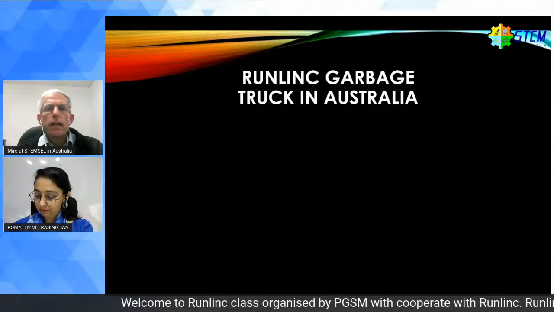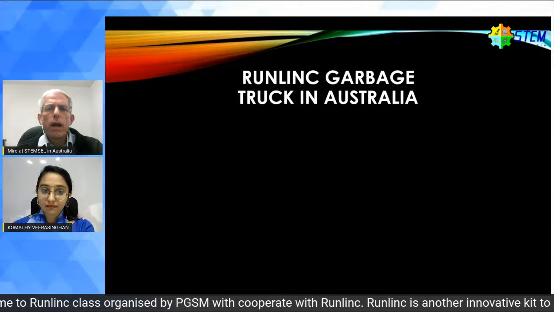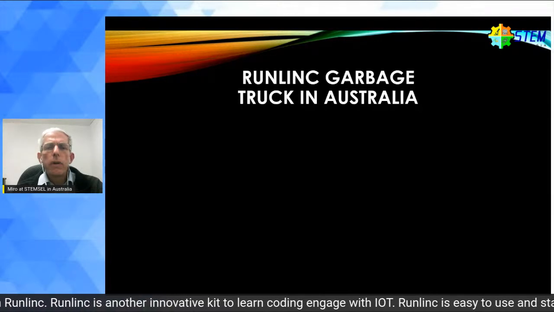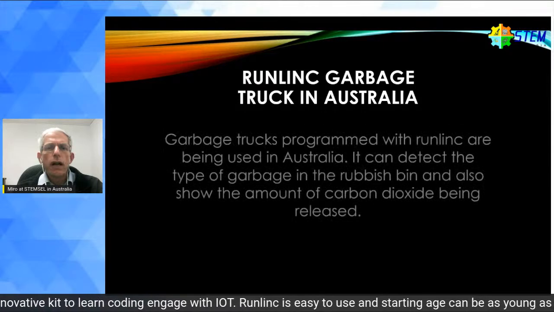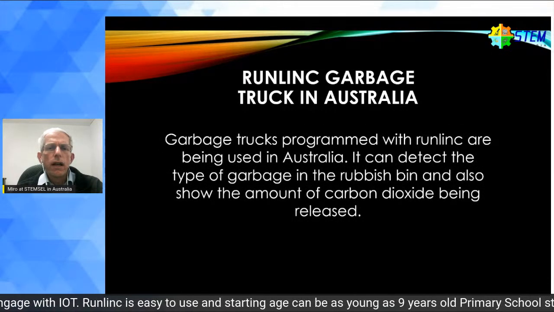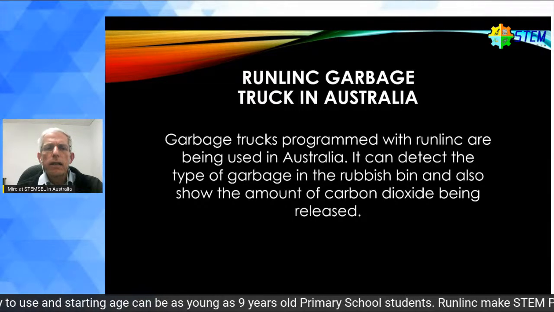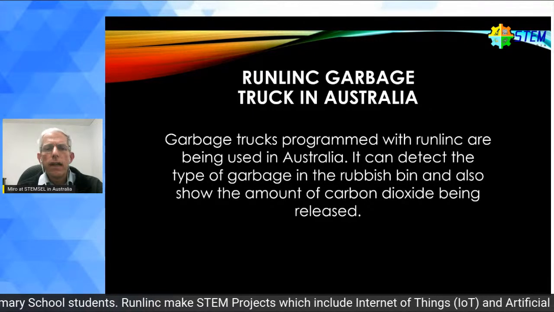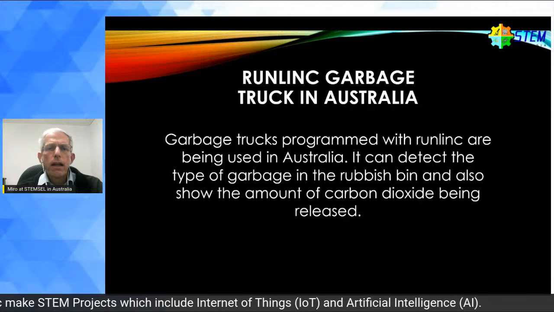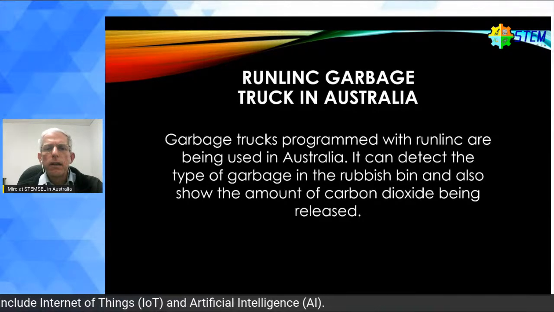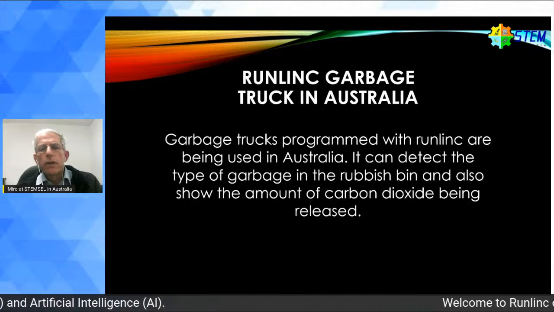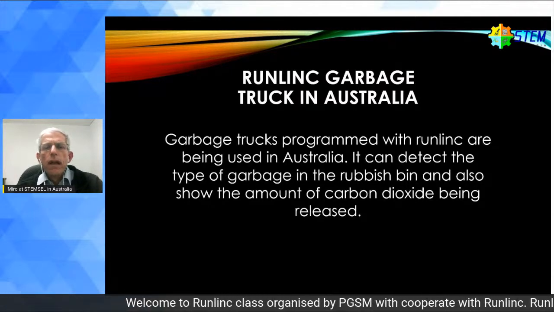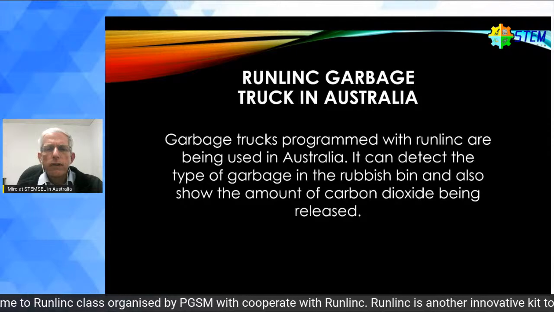Okay, and even in Australia, Runlinc is being used to show how garbage can be recycled, in the garbage truck project. These trucks programmed with Runlinc can detect the type of rubbish, and then reduce the amount of carbon dioxide being released into the atmosphere. It's food waste going into the bin. The food waste can create methane gas, and the trucks the carbon dioxide.